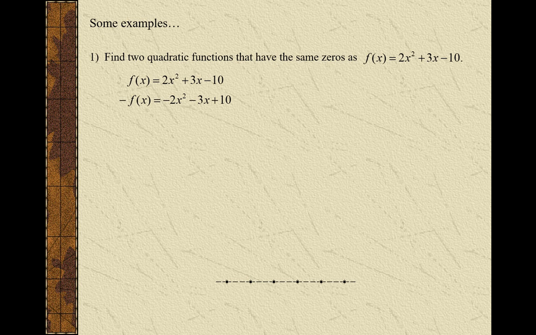I also chose, I forget what I typed into this PowerPoint, I chose to multiply it all by the number 3. Maybe you would have gone with 2, to keep this as simple as I can. But I chose to multiply it all by 3. And then it became 6x squared plus 9x minus 30. Those 3 parabolas will all have the same zeros. Will they look different? Yes, but they'll all have the same zeros.